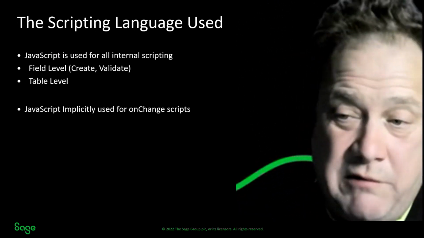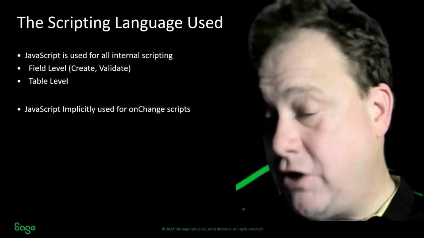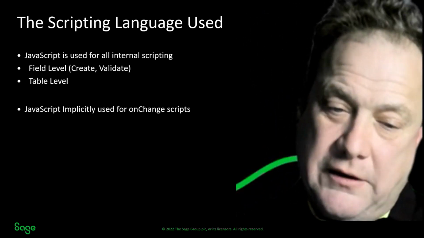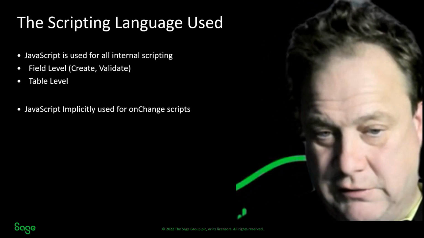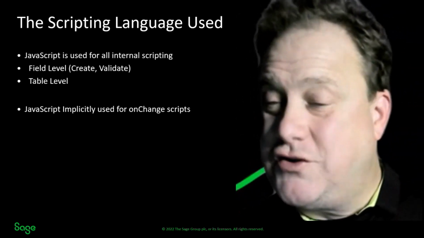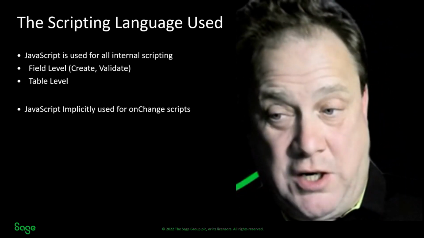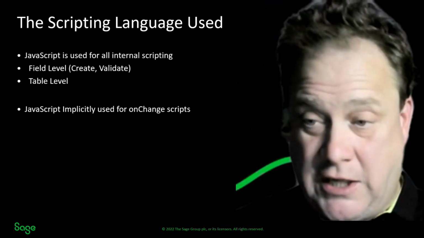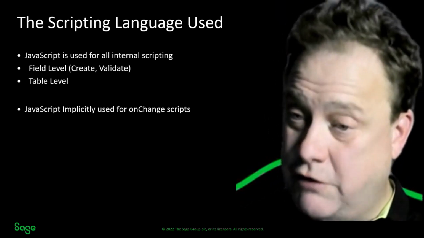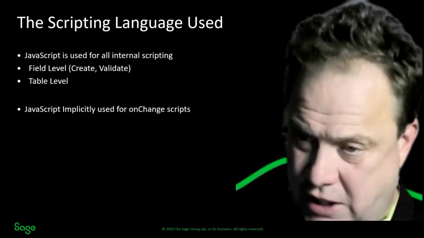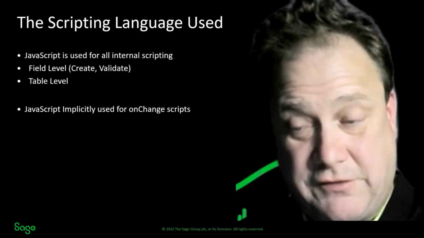Now, whenever we're writing the business rules inside Sage CRM and scripting, we're only ever using JavaScript. JavaScript is used for create script, validate script at the field level. Within the context of the on-change script, you could use libraries of JavaScript that are provided, such as jQuery or other client-side libraries, which are also referenced inside the interface. But generally speaking, in the examples I'll be giving you, I will mostly use plain old JavaScript.